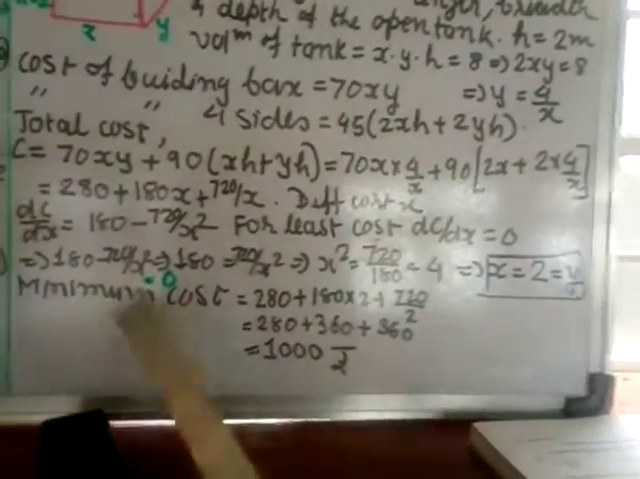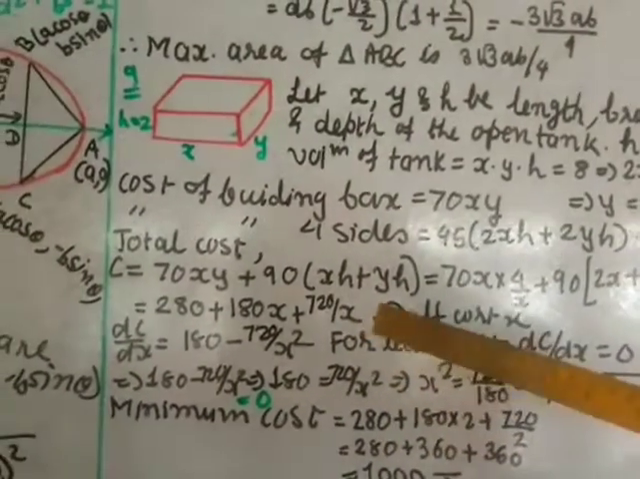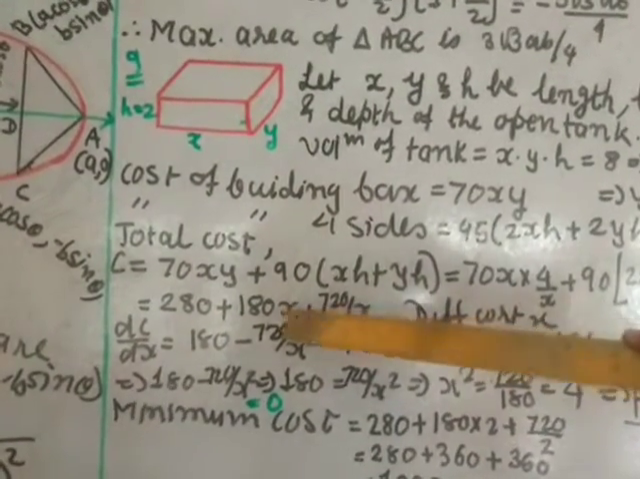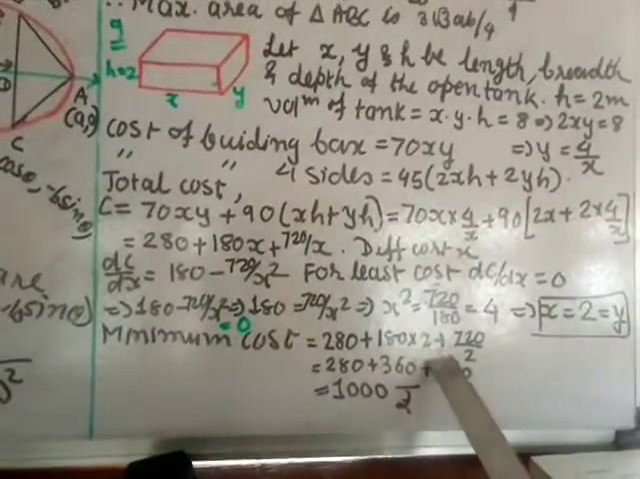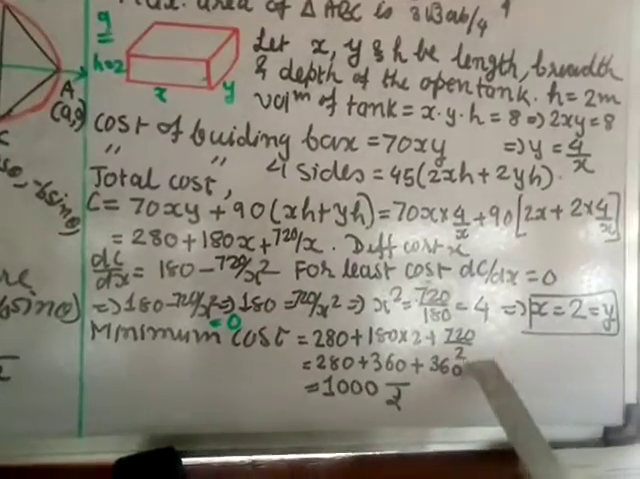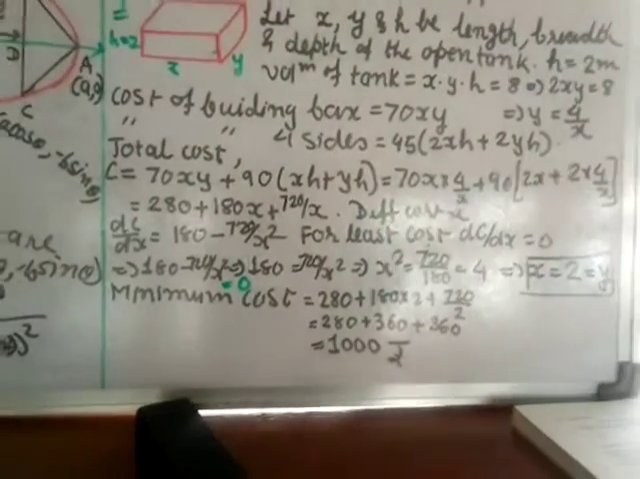Now the minimum cost. Total cost before differentiating is this much. In this, put x value 2. So 280 plus 180 into 2 plus 720 by 2. Simplify this: 360 plus 360, so 1000 rupees. So the total cost of building the tank will be 1000 rupees. Thank you very much.